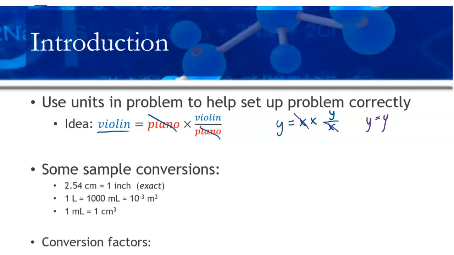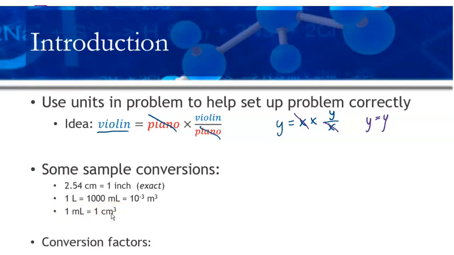So if we look at some sample conversion units, 2.54 centimeters is exactly equal to 1 inch. You don't need to have known that. I'm telling you that, and it's an exact conversion. This is our modern definition of an inch. 1 liter is 1,000 milliliters, or 1,000th of a cubic meter. And we know that 1 milliliter is a cubic centimeter.